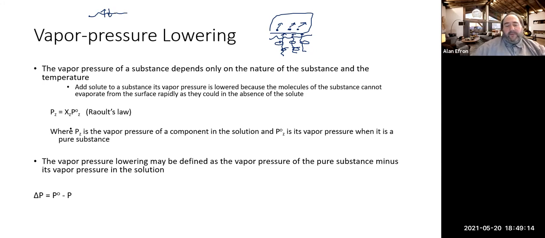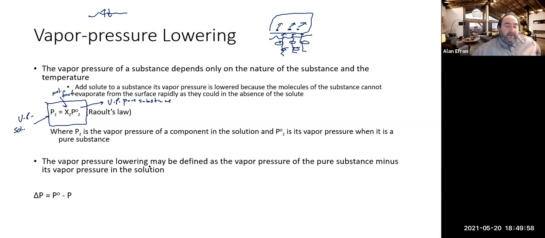This is what is sometimes referred to as Raoult's law: P_Z is equal to X_Z times P naught Z. P naught Z is the vapor pressure of the pure substance, which is like the solvent, by itself with nothing dissolved in it. P_Z is the vapor pressure of our solution or component with some stuff dissolved in it. And X_Z is the mole fraction that we just talked about, of the component that we're looking at.